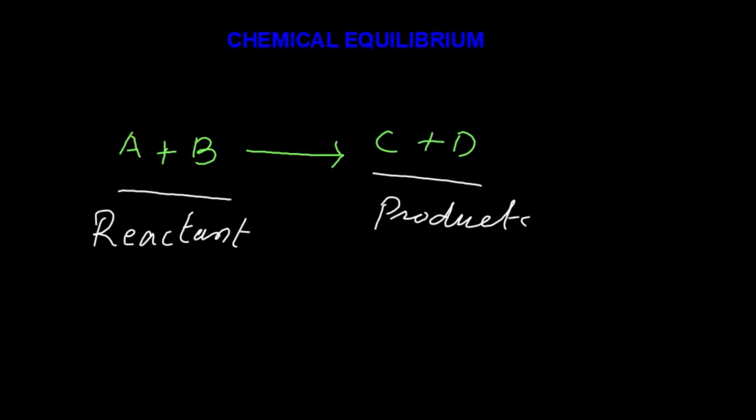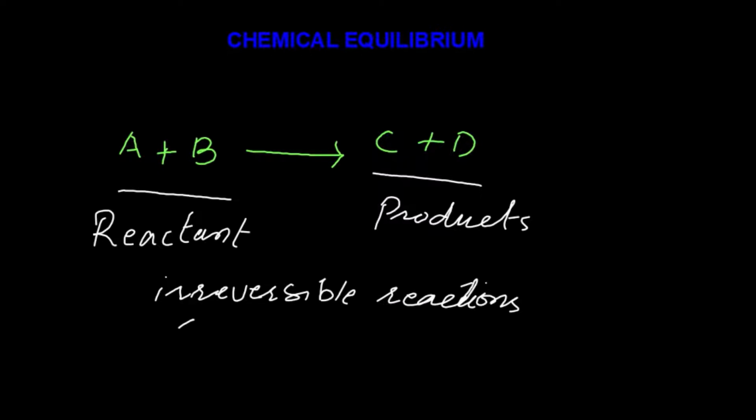So in a complete chemical reaction, reactants are completely consumed and converted into products. Those reactions in which reactants are completely consumed and converted into products are known as irreversible reactions. Students, what are irreversible reactions? These are the reactions in which reactants are completely consumed and converted into products. Such reactions are known as irreversible reactions.